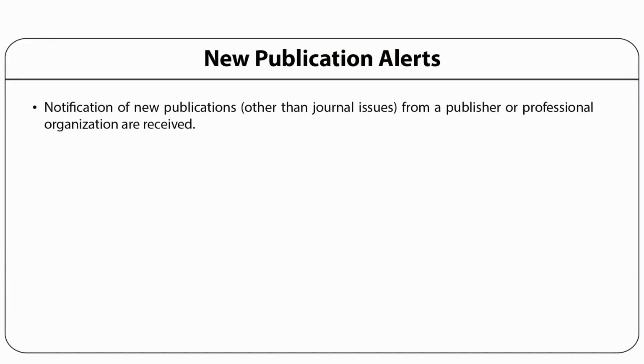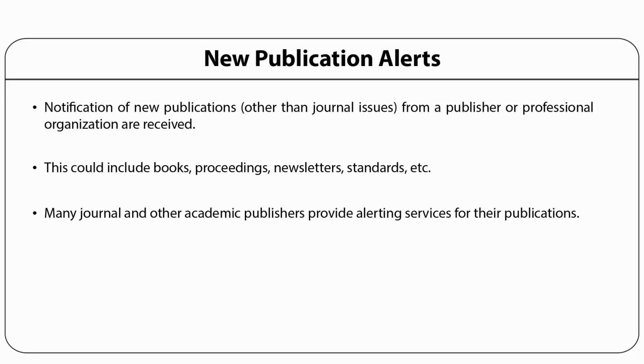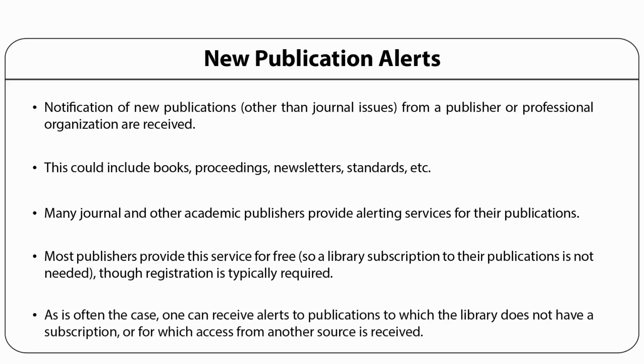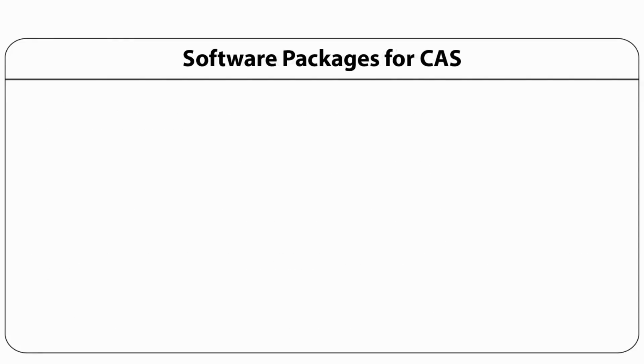New publication alerts. Notification of new publications other than journal issues from a publisher or professional organization are received. This could include books, proceedings, newsletters, standards, etc. Many journal and other academic publishers provide alerting services for their publications. Most publishers provide the services for free, so a library subscription to their publication is not needed, though registration is typically required. As is often the case, one can receive alerts to publications to which the library does not have a subscription or access from other sources.